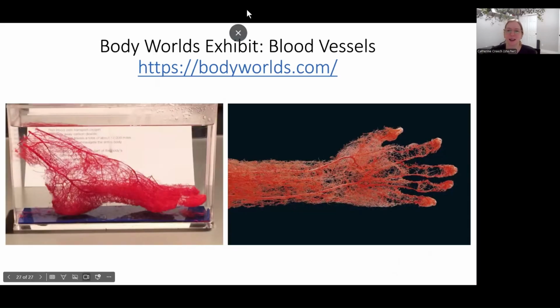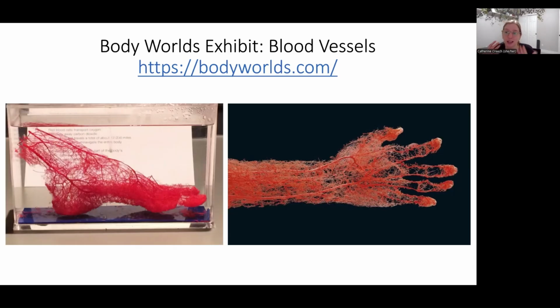And lastly, I have a suggestion that's a hesitant suggestion. There's an exhibit. It's called Body Worlds. And in this exhibit, they use a specialized technique to preserve cadavers. It's kind of wild, but I wanted to show you these two images. These are a hand and a foot where they used a special type of resin and they inserted it into the blood vessels, all the way through the blood vessels, and then removed the rest of the tissue so that you're just seeing the blood vessels.